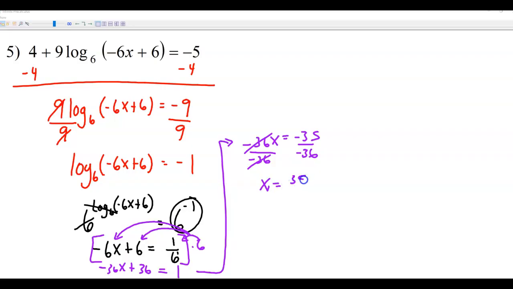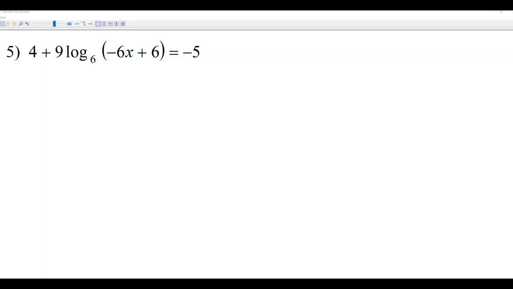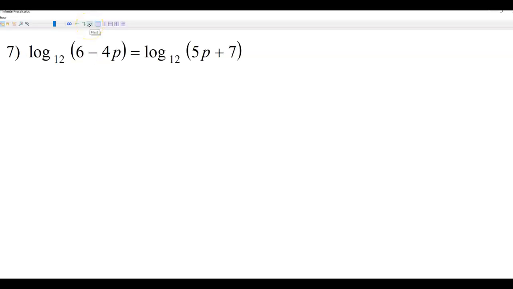Since they're both negative, we can cancel the negative out, and there's our answer. Okay, so here's number 6 for you. That one also has some outside numbers for you guys to get rid of, and I'll leave that one for you guys to do.